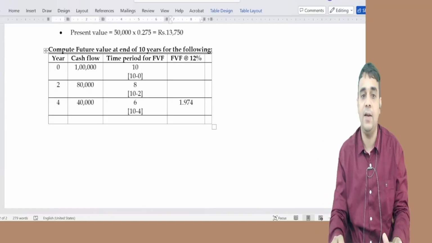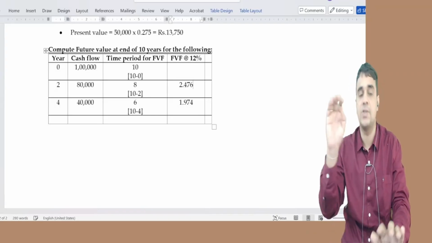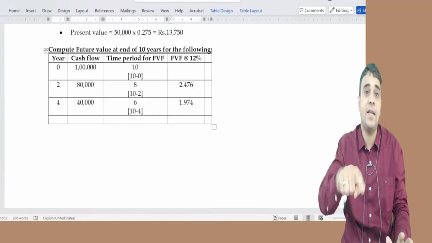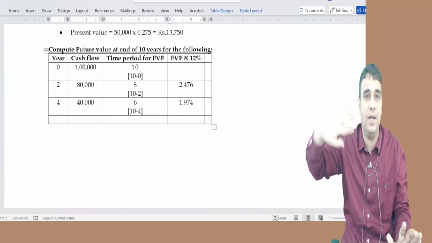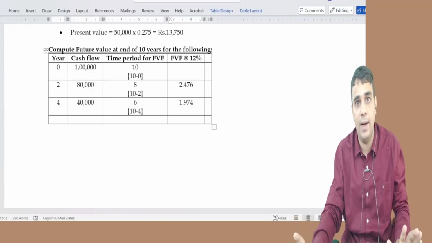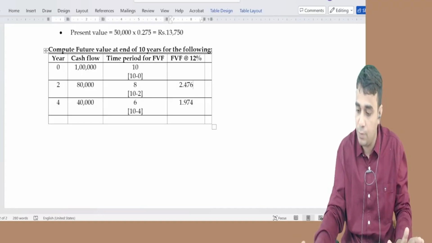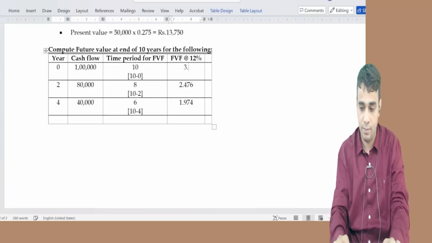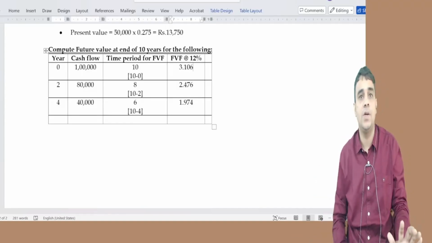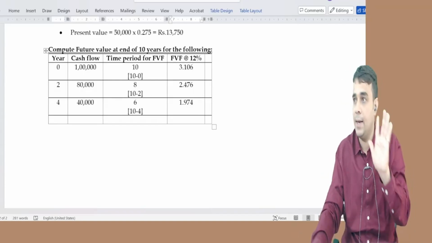Now tell me the 8th year factor. 2.476. These factors are there in the table, but I don't want to look at the table because the table may be given, may not be given. We'll do it only in the calculator. If they give the table, write it directly. Again, another 2 times equal to 3.106. I'll repeat again in the calculator.